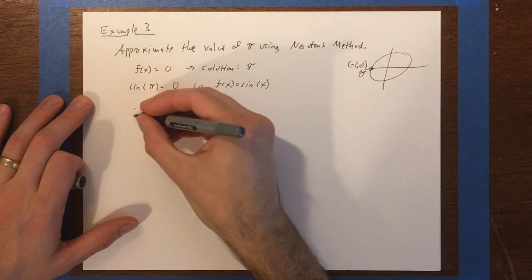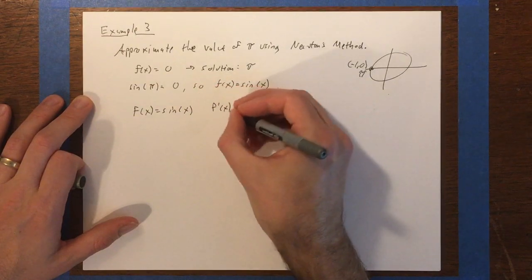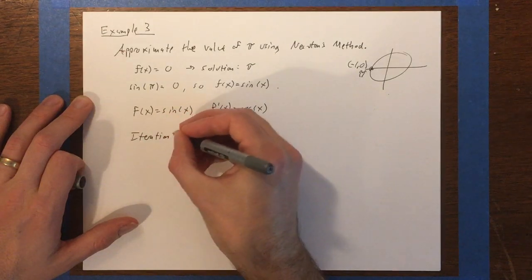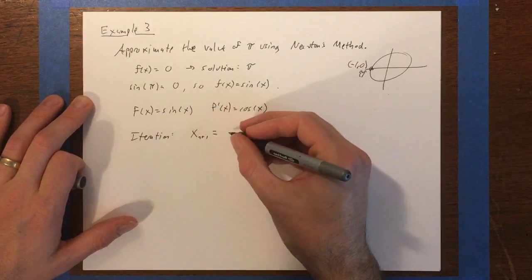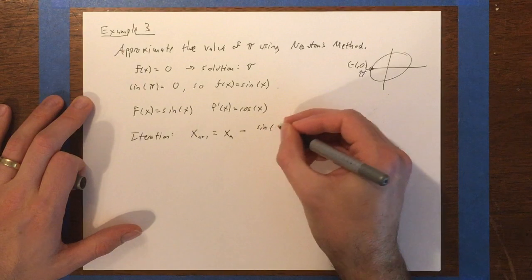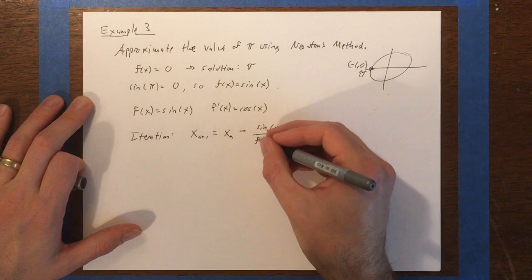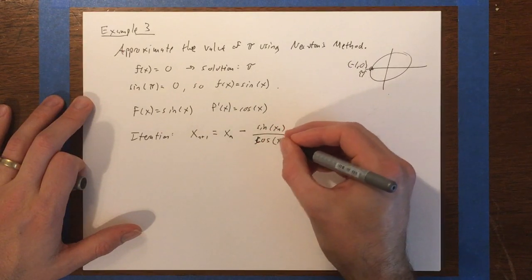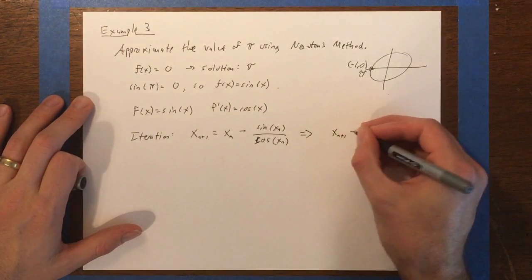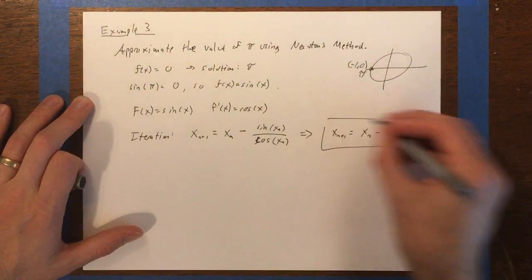I'm going to write it again: f of x is sine x, and f prime would then be cosine. Then our iteration formula is going to look like x n plus 1 equals x n minus f of x n, so sine of x n, divided by f prime of x n. Sorry, I just wrote f, I meant to write cosine of x n. So it's sine over cosine, which is the same as saying x n plus 1 is x n minus tangent of x n.